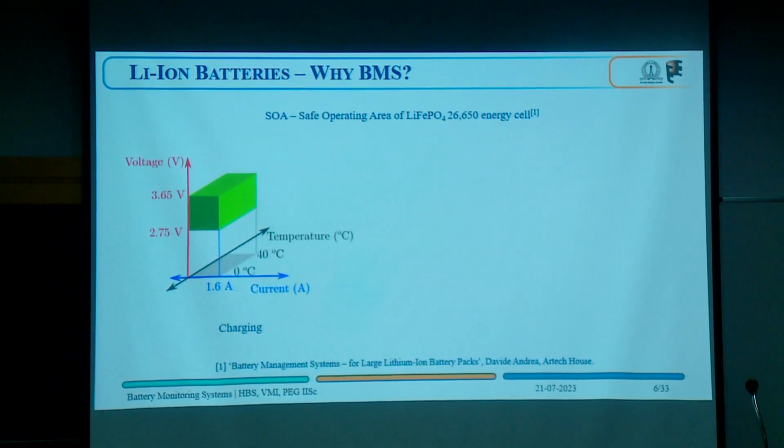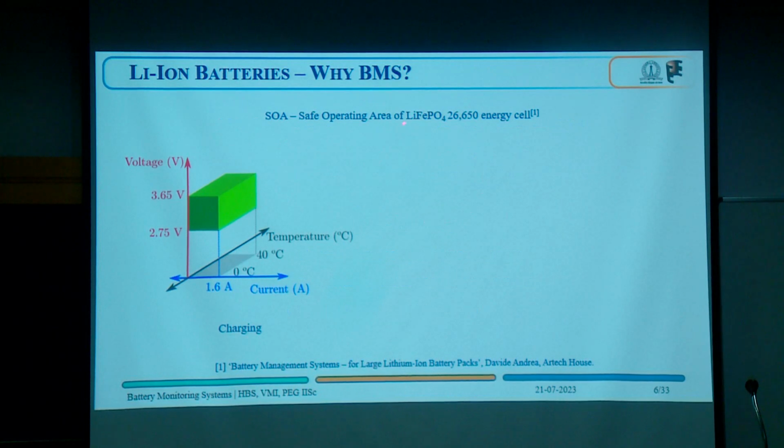Now coming to the safe operating area, for this cell, a lithium iron phosphate 26650 energy cell, the charging current for one cell is specified as 1.6 amperes, and the voltage during the charging process can vary from 2.75 to 3.65 volts, and we can charge it in this temperature range, 0 to 40 degrees Celsius. So this shows the safe operating area of this cell while charging. If it goes out, then we have to stop the charging or stop its operation.